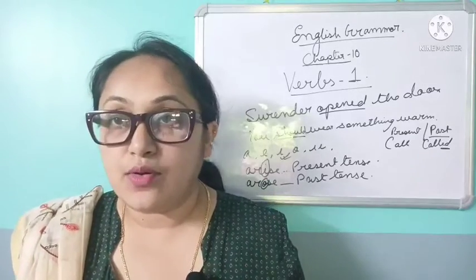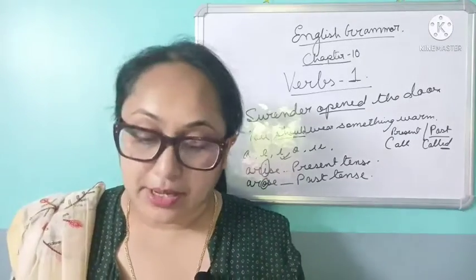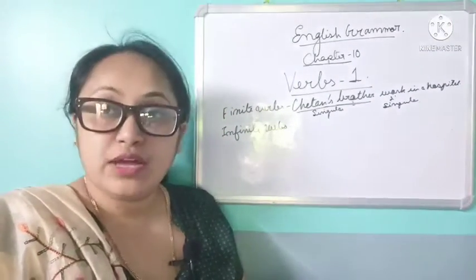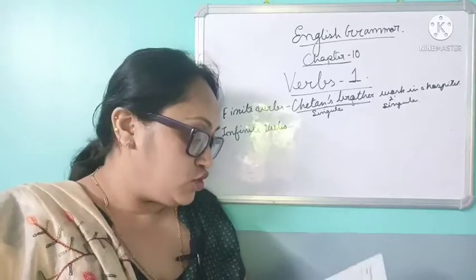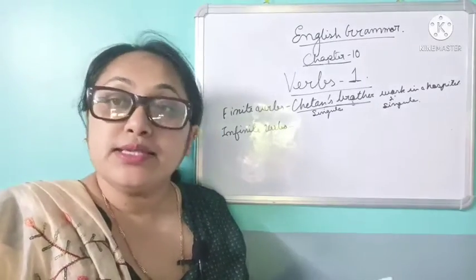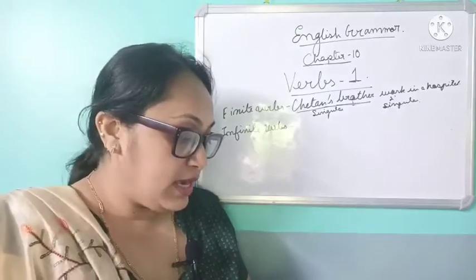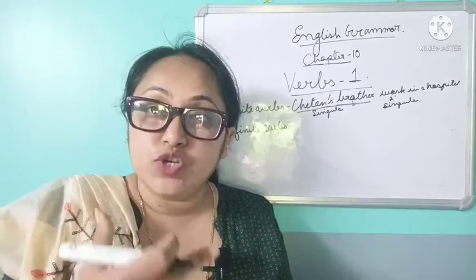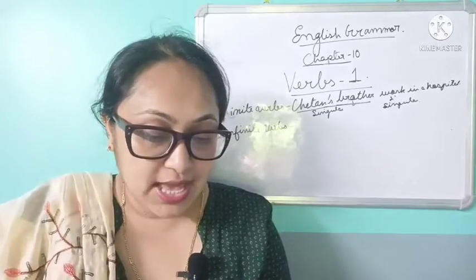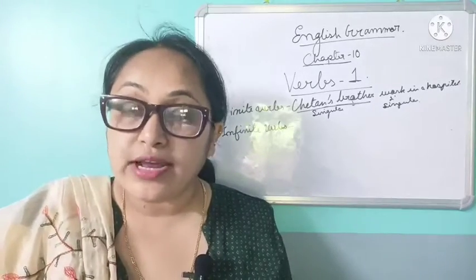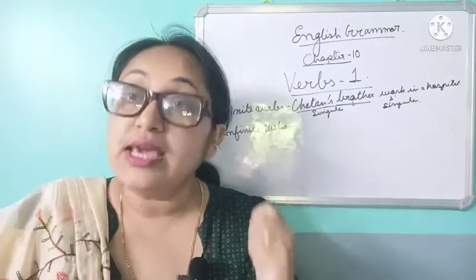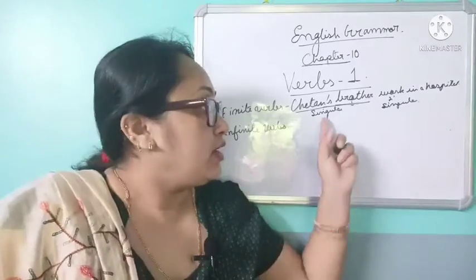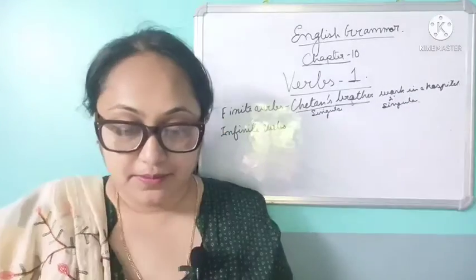If I give an example, then you will understand it better. Chetan's brother worked in a hospital. We are talking about only a single brother, that is a singular subject, and that is why the verb will also be singular. It depends on how the subject changes, and that is why the definition says they change their form according to the number or person of the subject. As we have already studied subject-verb agreement, it will change in the present tense.